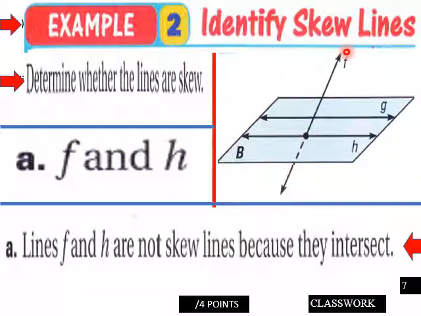So man, if this thing was way up here and went like that, and that one was down here, they possibly could be skew. But since these lines intersect, they are not skew.